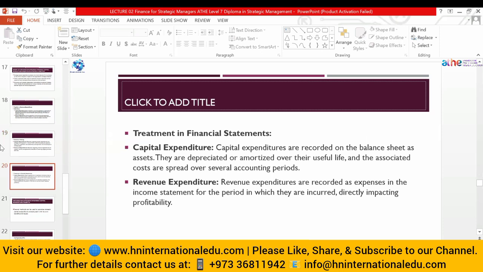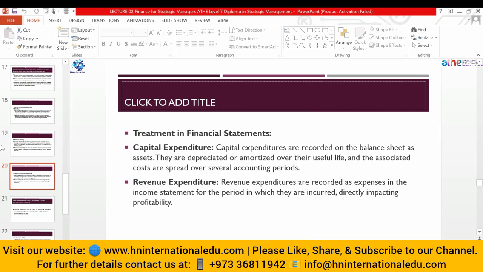Now, it means where we treat capital and revenue, where we add these two terminologies in the income statement, statement of financial position. Capital are recorded on the balance sheet, that is the statement of financial position, as assets. What as asset? As current assets and non-current assets. They are depreciated or amortized over their useful life. That is, we work with the factor of depreciation with the assets. When we purchase the asset, that time and till now, we do the differences and then we come up with whether the value of that asset appreciated, increased, or decreased.